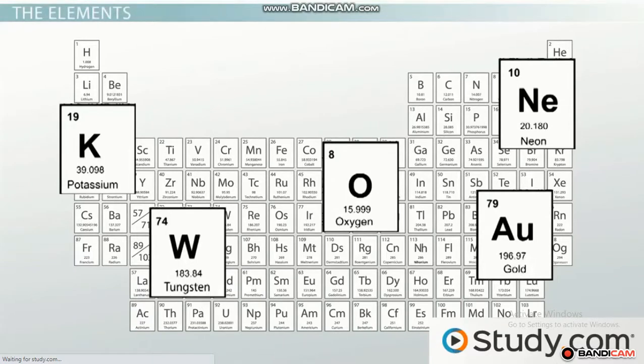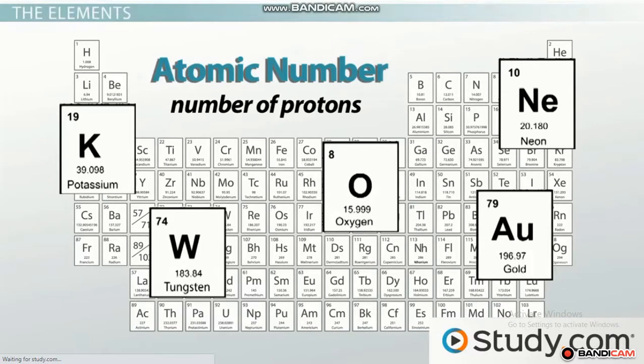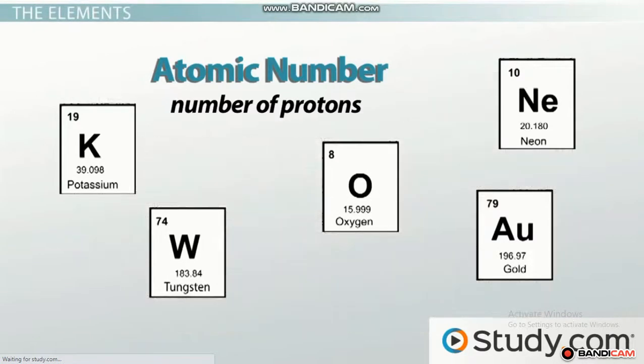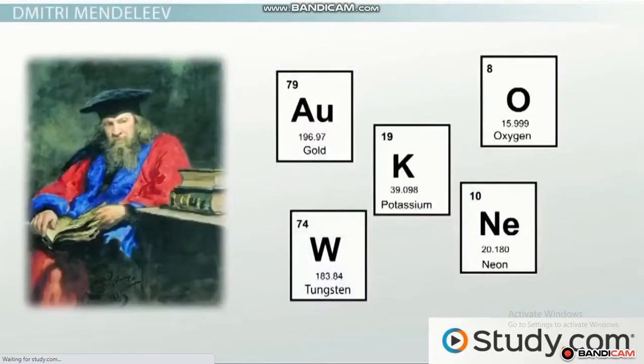Each different element has atoms with a different and unique number of protons. This is called the atomic number. Because there are so many elements, there needs to be a system of organizing them. This is where a Russian chemist by the name of Dmitri Mendeleev comes in.